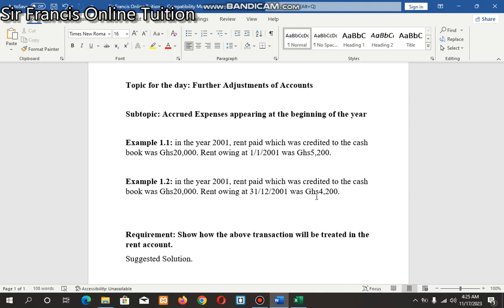Somebody will ask, how will you know that this one is for the end of the period or for the beginning of the period? Always check the dates and know the reporting period. The reporting period for this question is 31st December 2001, and this expense is appearing at the end of the period, which is 31st December 2001. It means it is part of the current year expenses, and we've not made payment for it. So for you to know your total expenses for that year, you have to add the one that you've not paid to the one that you've paid.